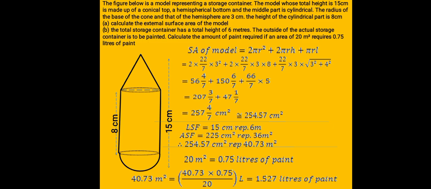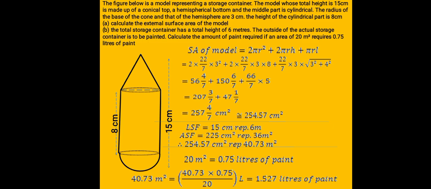254.57 centimeter will represent 4.73 centimeter. Using our area scale factor, I have not calculated in the slide there, but if you calculate using our area scale factor, you'll find that the area we have gotten of the model represents an area of 40.73 of the actual storage container.